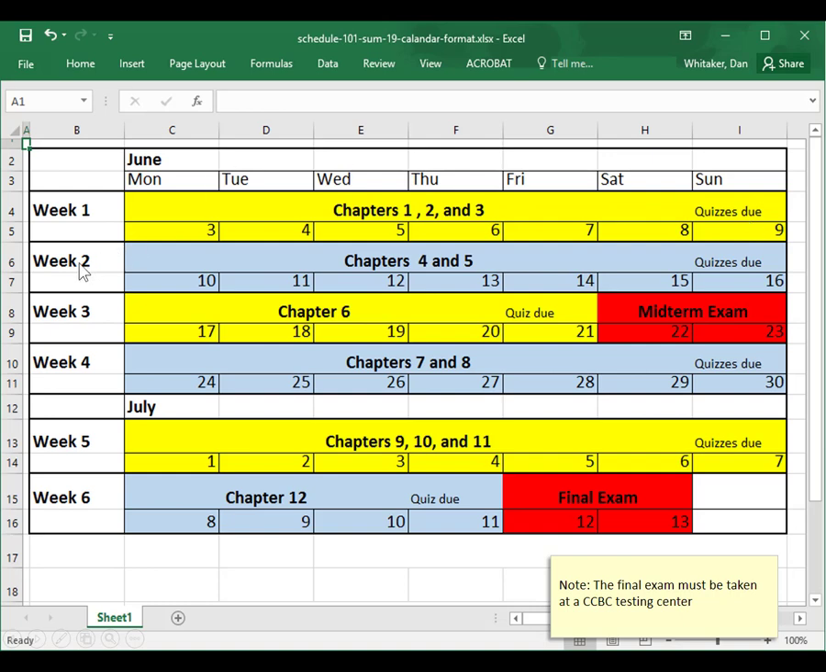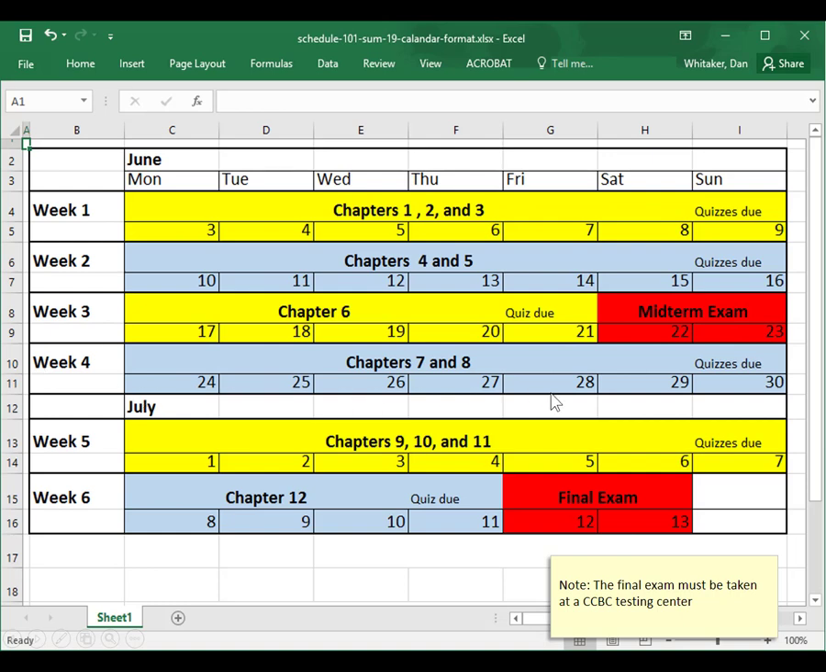And then week number 2, you have 7 days to cover chapters 4 and 5. And the quizzes for chapters 4 and 5 are due Sunday at midnight. And then week number 3, you have 5 days to cover chapter 6. And chapter 6 is a big chapter. And then the quiz for chapter 6 is due Friday at midnight. And then you can take the midterm either Saturday or Sunday. The midterm is taken online at home.